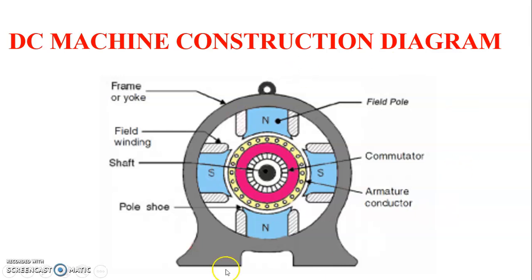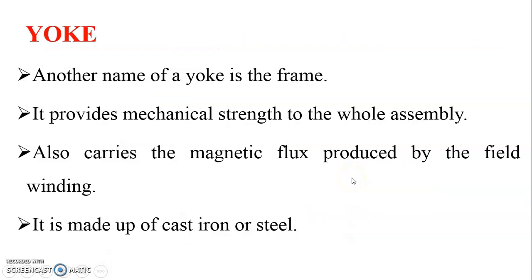Here the first part, that is the outer part of the DC machine, is the yoke. Yoke is also called the frame. Yoke is mainly used to provide mechanical strength to the whole assembly, either in a DC generator or in a DC motor. It also carries the magnetic flux produced by the field winding. Yoke is mainly made up of cast iron or steel.